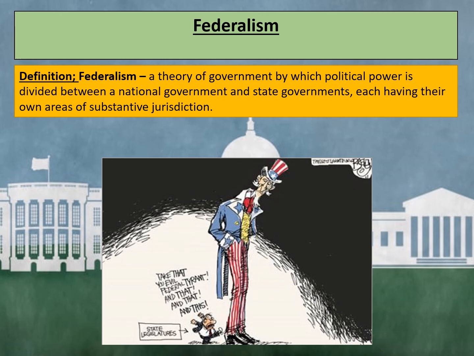Federalism is a theory of government by which political power is divided between a national government and state government, each having their own areas of substantive jurisdiction. When advocating the concept of limited government, the original framers of the Constitution weren't thinking only of the government infringing on the rights of individual citizens. They were hoping to also limit the interference of federal or central government in the affairs of the separate states.